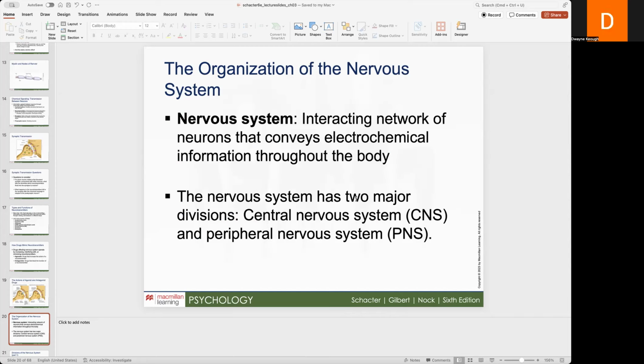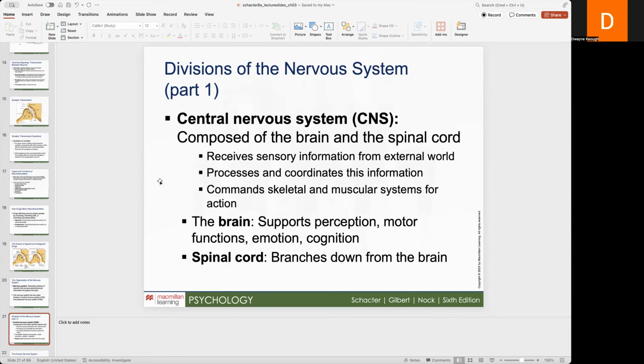How our brain is organized is just referred to as a nervous system. So we're going to talk about the central nervous system and the peripheral nervous system. We interact with these networks of neurons, and they convey electrochemical information all throughout our bodies. The central nervous system is composed of your brain and your spinal cord. In this instance, we can talk about how our brain receives information from the senses, via the spinal cord, as we mentioned earlier, so from the external world. Our brain can process the information. It can coordinate and use it to help us move, issuing commands to the skeletal and muscular systems for action. So our brains can support perception, our motor functions, our emotions, our cognition. And the spinal cord is really just this branch down from the brain that can execute the commands sent from it.